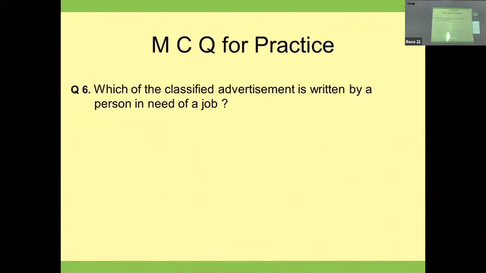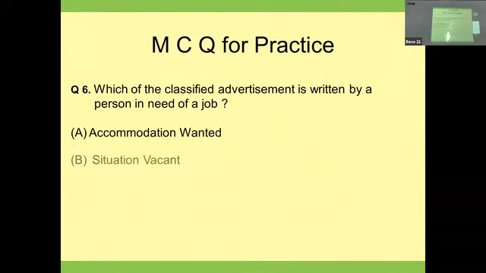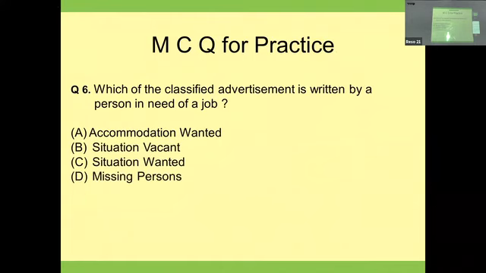Which one is written by a person who is in need of a job? Accommodation wanted, situation vacant, situation wanted, or missing person. Everyone correct with the answer. C is the correct answer. C for correct. Okay, C for cat. Okay, Arun, happy.